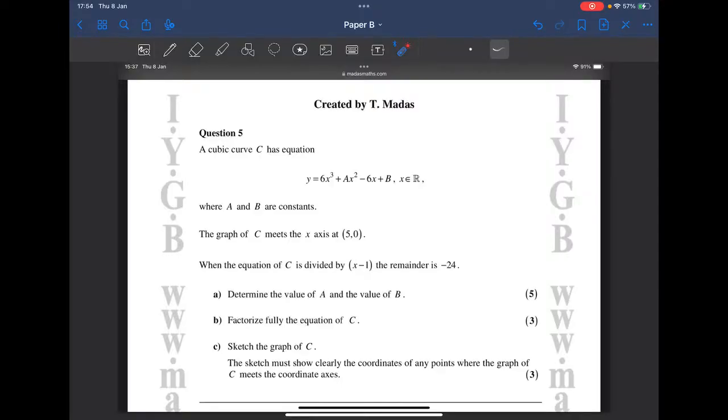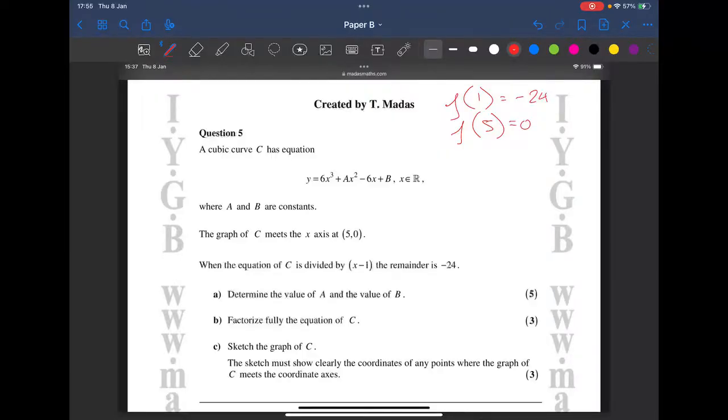We have some cubic, where we don't know A, we don't know B over here. The graph meets the x-axis at 5, 0. When the equation of C is divided by x minus 1, the remainder is 24. So what that tells us is that when we do the function with 1 subbed in there, it should give us minus 24. So these two parts together are going to give us simultaneous equations. We can think for the 5, we also get the f of 5 is equal to 0. So let's actually just plug those two numbers in, the 1 and the 5, and set them equal to the minus 24 and the 0, and see exactly what's going on.